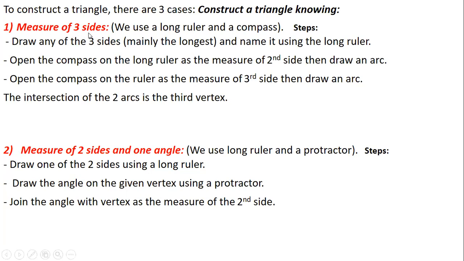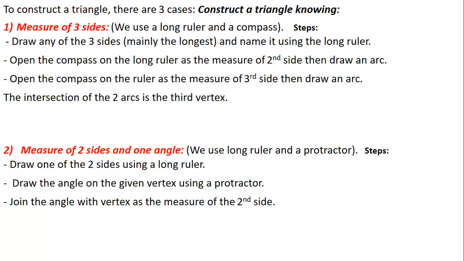So how do we draw? We choose the longest side given and we draw it using a long ruler, and of course we name this side. After that, I open the compass on the long ruler according to the measure of the second side and I draw an arc. What do we mean by an arc? A part of the circle. The same I do with the third side. I open the compass on the ruler as the measure of the third side and I draw an arc. Where the 2 arcs intersect is the third vertex. I connect the third vertex with the first and the second drawn before. I get my triangle.